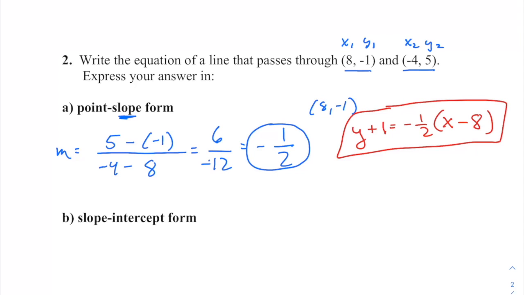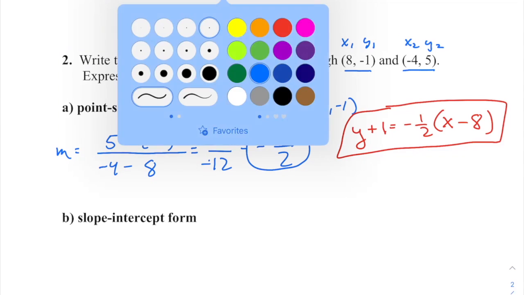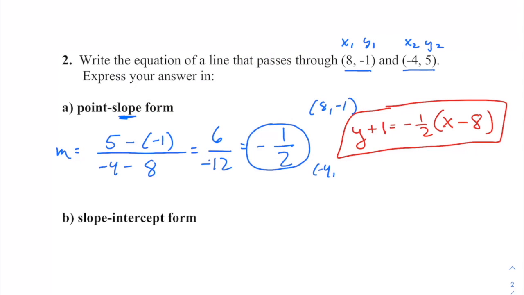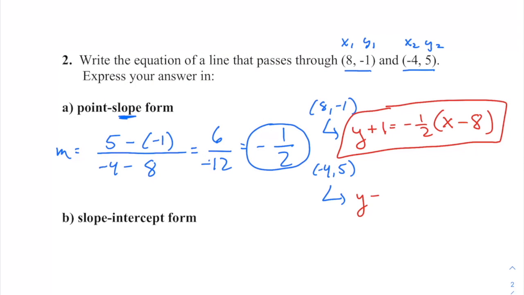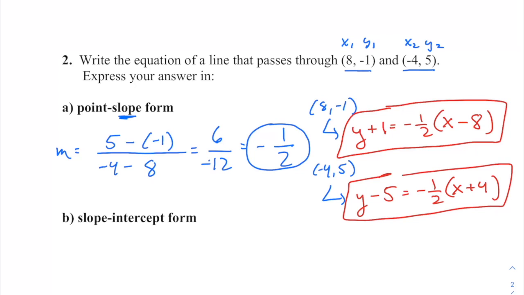Stop and you're done. If you use the other point, your answer is going to look different, but they're both equally acceptable. So if you used -4, 5, then your answer is going to look like this. y minus the y coordinate of 5 equals -1/2 times x minus -4. So x plus 4, done. So either one of these would be an acceptable final answer for part A.